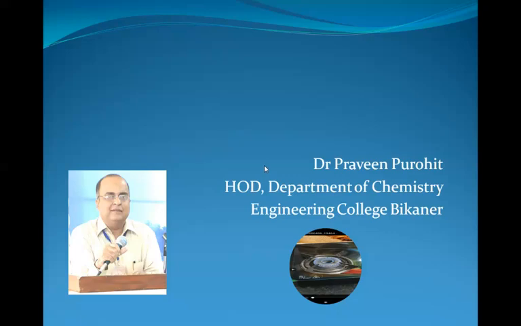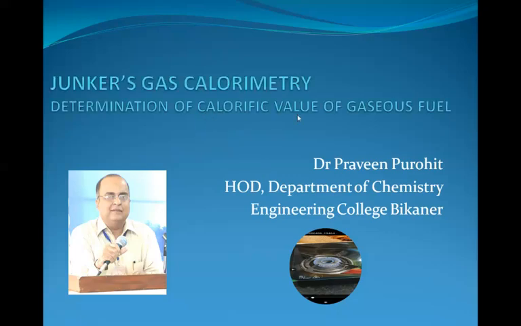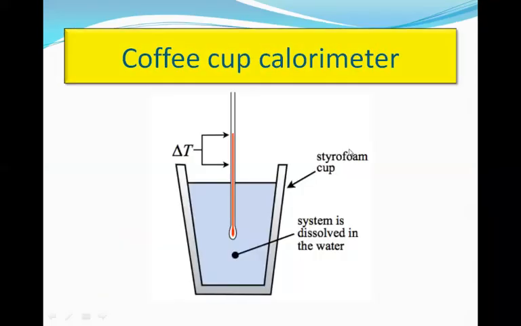Today we will be discussing Junkers gas calorimeter, that is Junkers gas calorimetry, which is used to determine the calorific value of gaseous fuel. The simplest known calorimeter, that is an apparatus used to measure the quantity of heat in calories, is the coffee cup calorimeter as depicted in the diagram.